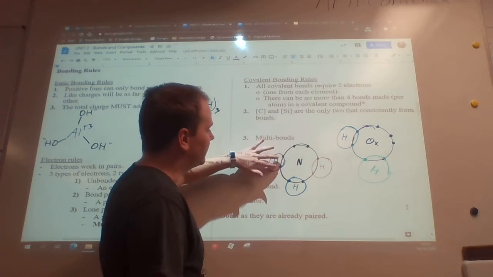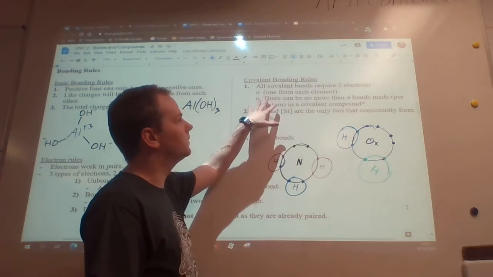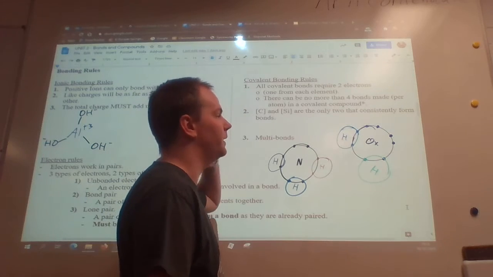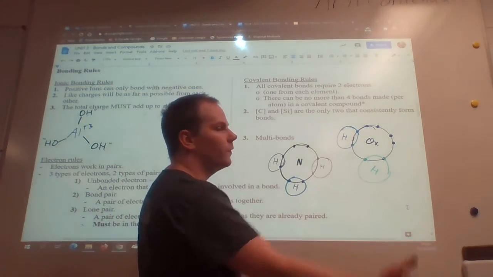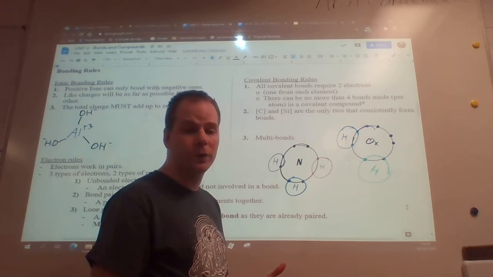Okay, so 2 electrons are being used in each bond. 1 is coming from each element, and none of them are making more than 4 bonds. The nitrogen is making 3, the oxygen is making 2, and each of the hydrogens has made 1. But none of them is making more than 4 bonds.